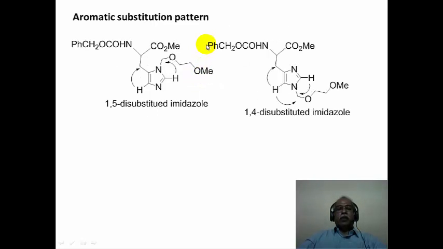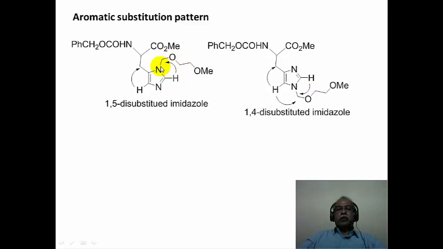The same is true when you want to determine aromatic substitution. This is a 1,5 disubstituted imidazole. In other words, this is 1, 2, 3, 4, 5. This is a 1,5 compound. And if you look at this particular isomer, this is 1, 2, 3 and 4. So the regioisomers are different in this particular case.